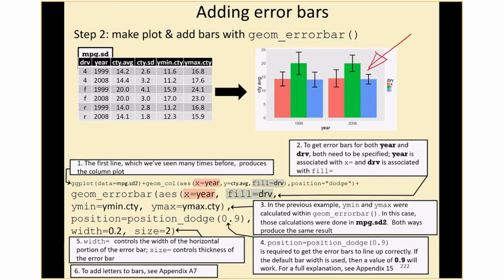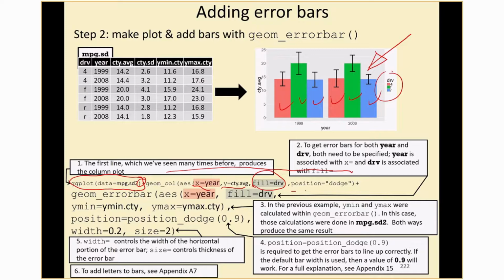And as before, we're going to have those 3 layers. We're going to start off with our plotting function. Then we're going to add some code to make the column plot. And then we're going to add some more code to superimpose those error bars. So the first bit is pretty routine. There's our plotting function right there, and it specifies a data frame. Then we add as a layer the code to make the column plot. And this is code that should be fairly familiar by now. Year goes on the x-axis, city average goes on the y-axis. We map fill onto drive. As a consequence of doing that, we'll have these different colors for the 3 different drives.